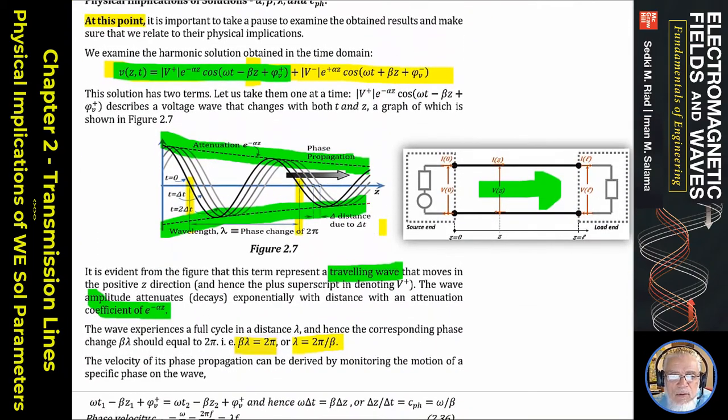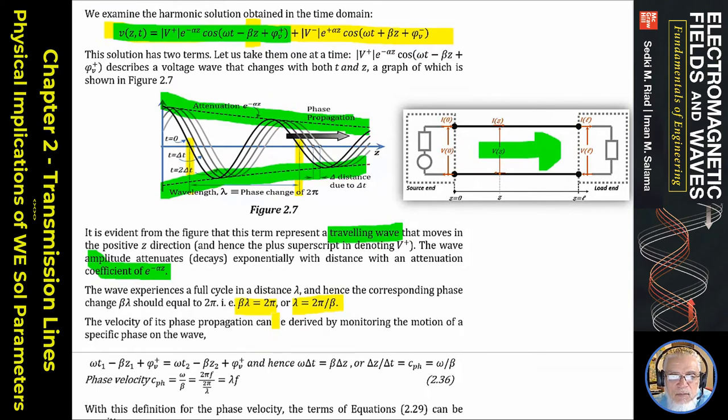All right? We'll see later that the expressions are a bit more complicated than that. We're just putting a simple physical insight into what these terms come from. So the wave propagation comes from the L and C, and the wave attenuation comes from the alpha, which is the R and G. So how fast does the wave travel?